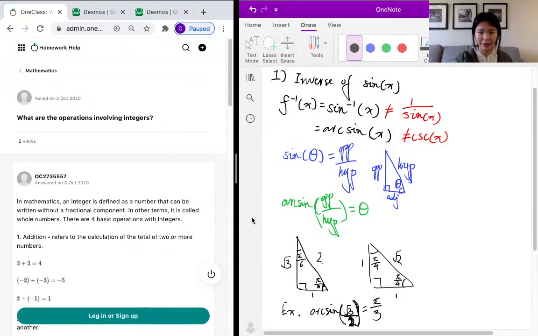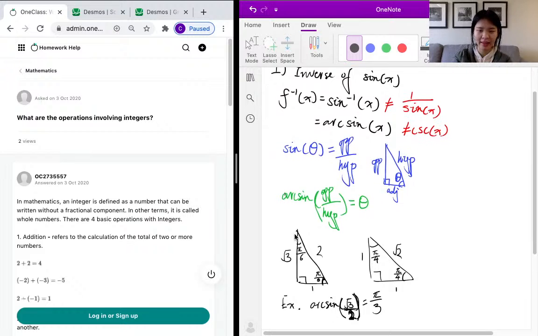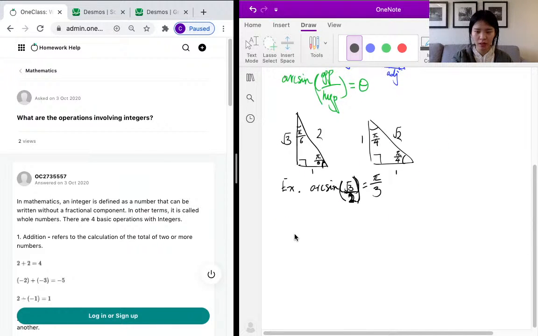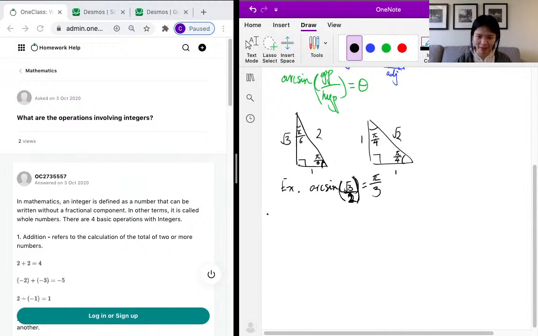This is an interesting question. It asks us what are the operations that involve integers. Well, I guess if they're just asking for mathematical operations, I would just say there are 4, which is actually really straightforward: addition, subtraction, multiplication, division.